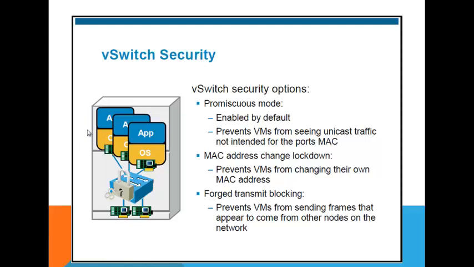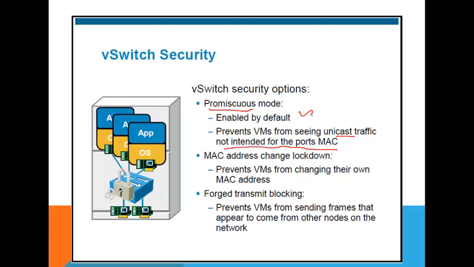Now, vSwitch security. There is a mode called Promiscuous. These are all the options that you have in the VMware GUI. The default one prevents VMs from seeing unicast traffic not intended for that particular port.